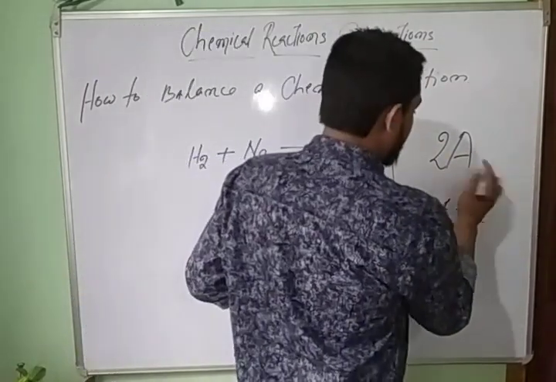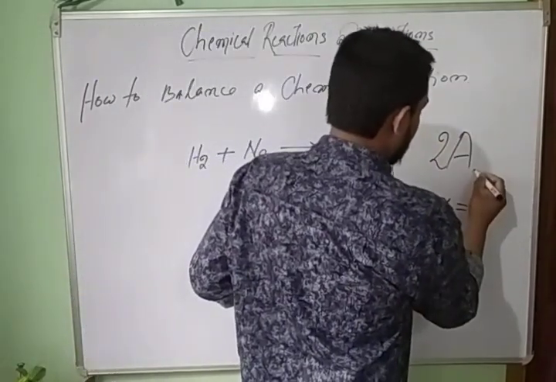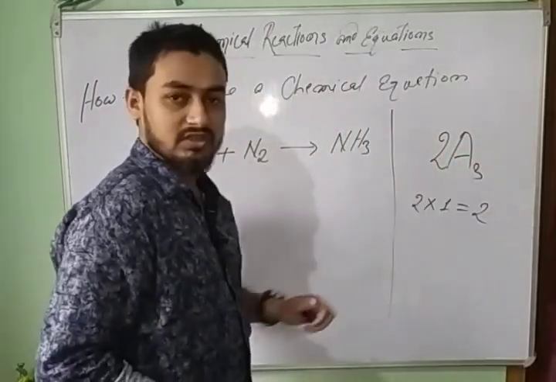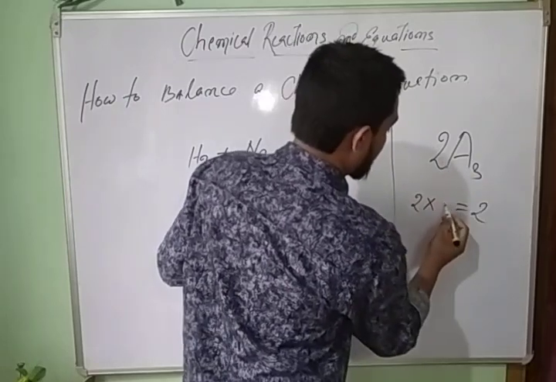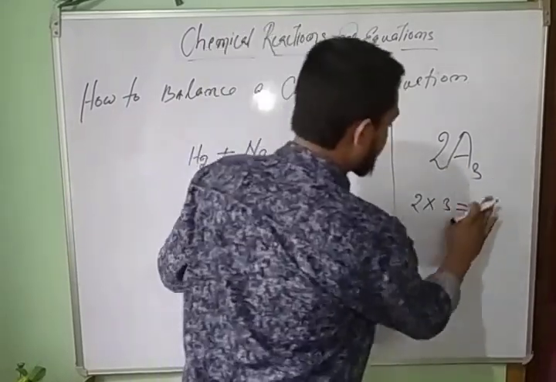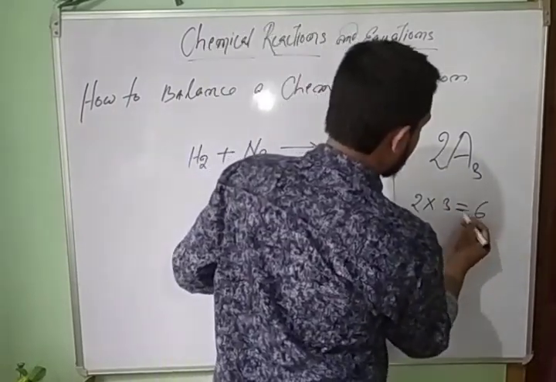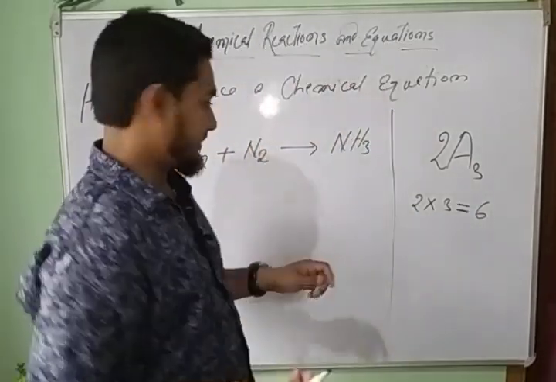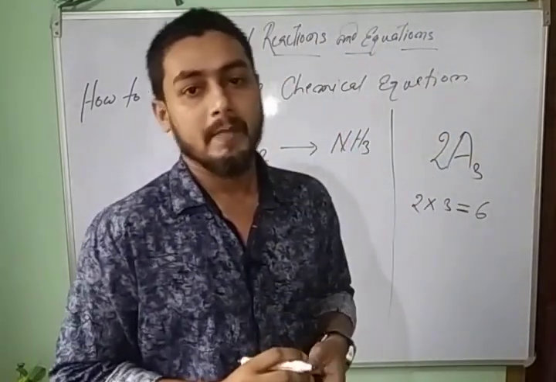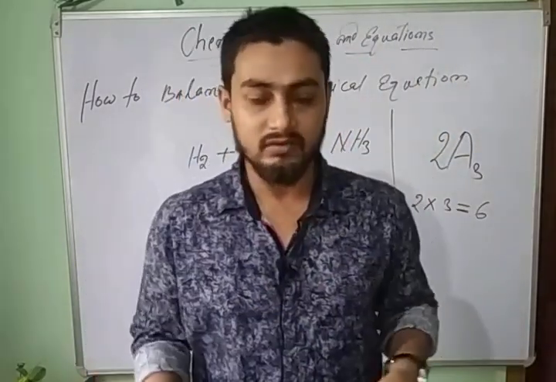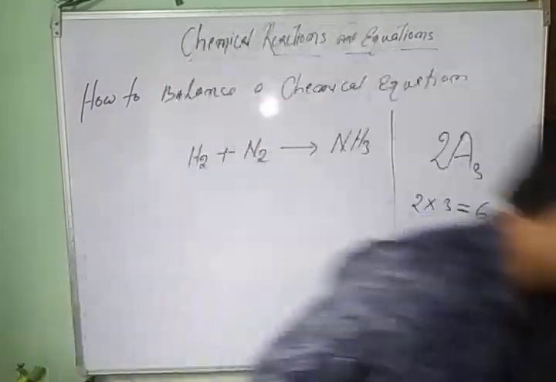If I write 3 in the suffix position of A, then the number will increase, 2 3s are 6. By this way we will calculate. Whenever we go to balance a chemical equation, any type of chemical equation, this type of calculation is needed.